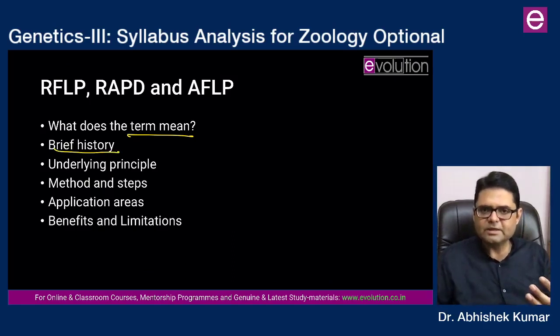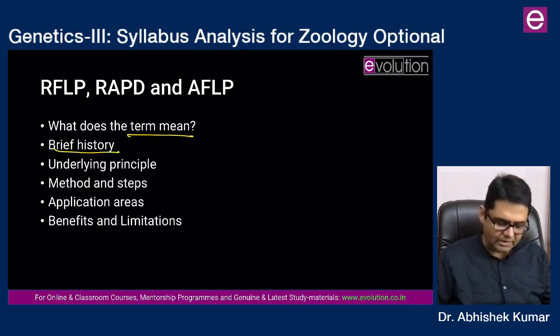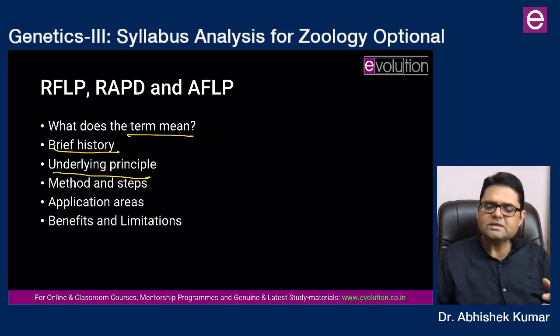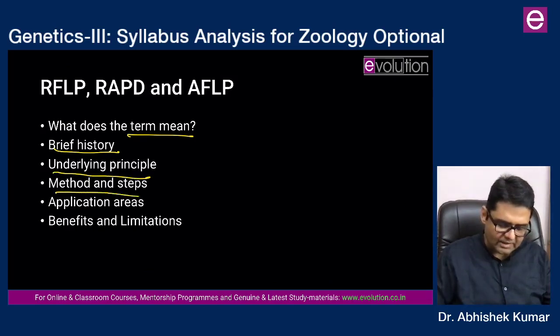Who developed this method? It might be a lab, it might be a scientist. When was it developed, and what was done with it? That is a brief history. What is the underlying principle? Why do restriction fragment length polymorphisms arise in the first place? That underlying principle needs to be mentioned, and then come to methods and steps.